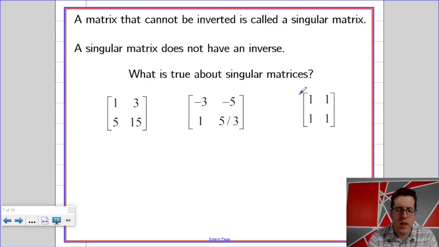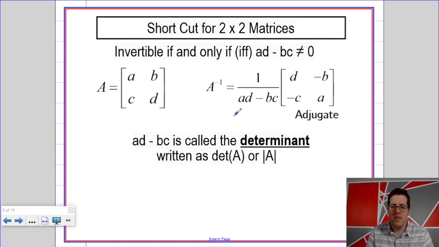They have linear dependence. In the first one, it's pretty easy to see that the second row is 5 times the first row. In the third one, it's pretty easy to see that the two rows are the same. If you divide the top row of the middle matrix by -3, you get the bottom row. This is something that we saw when we were solving systems, and it's something that we'll see again when we're solving systems.